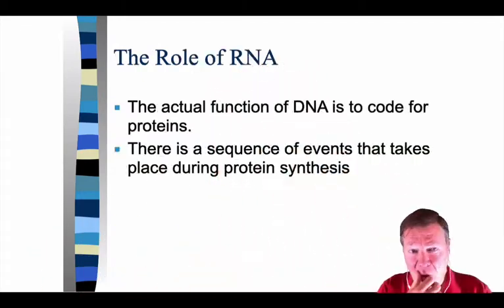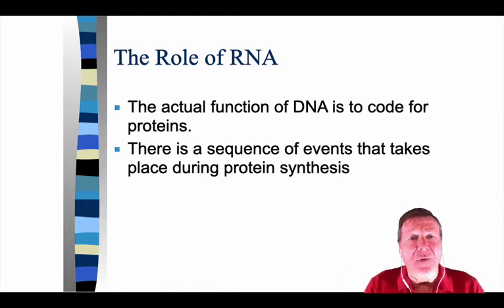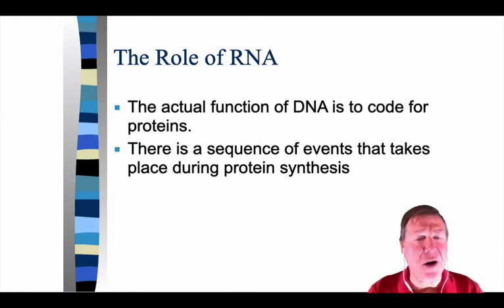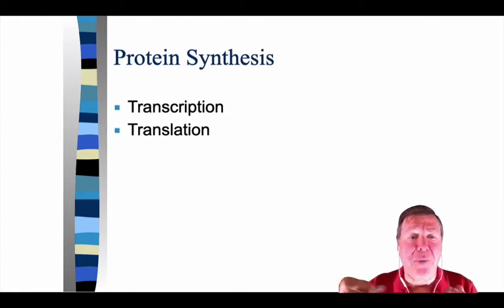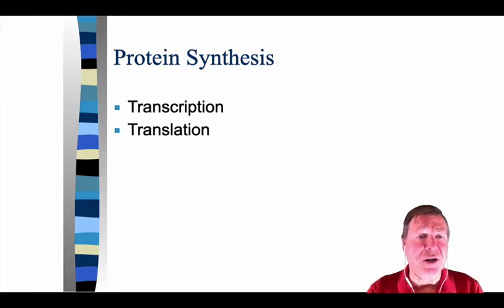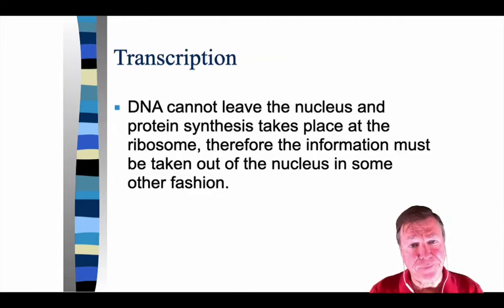All right. What is the role of RNA? Well, DNA codes for protein. That's all it does. And there's a sequence of events that takes place during protein synthesis. So what does RNA do for that? Well, it plays a part in both of these. These are the sequence of events: transcription and translation. And RNA plays a role in both of those.